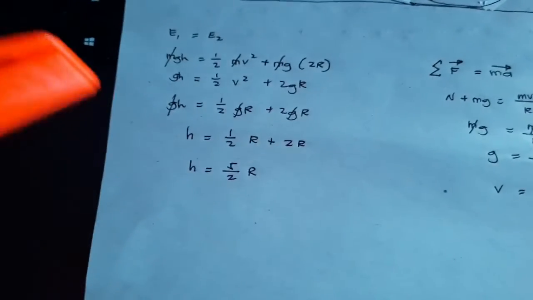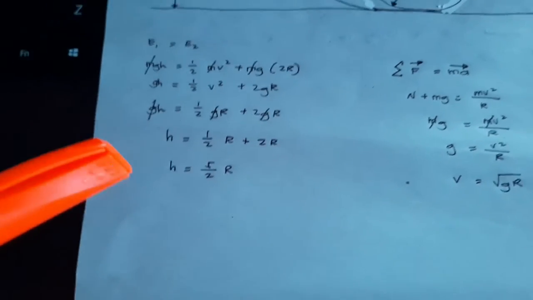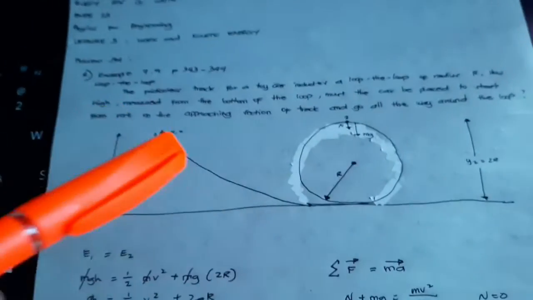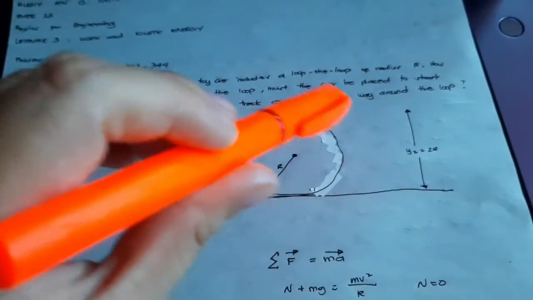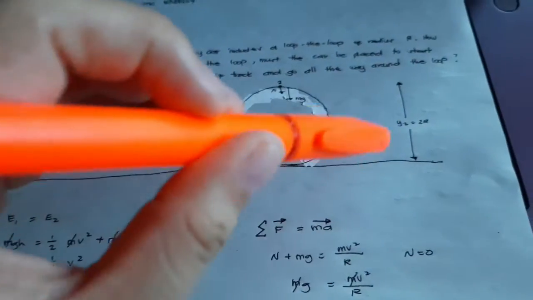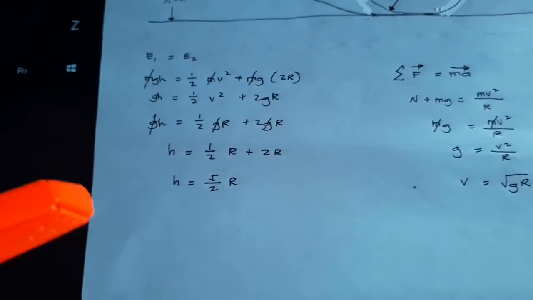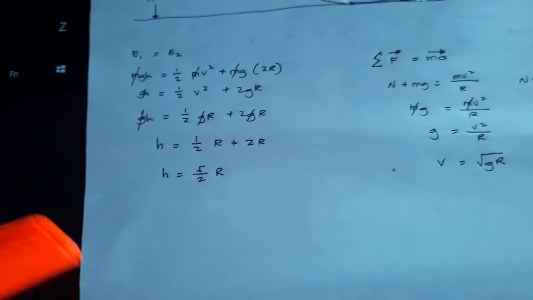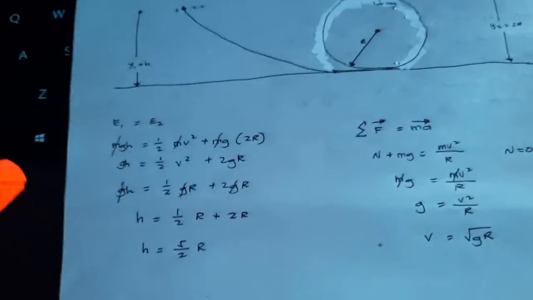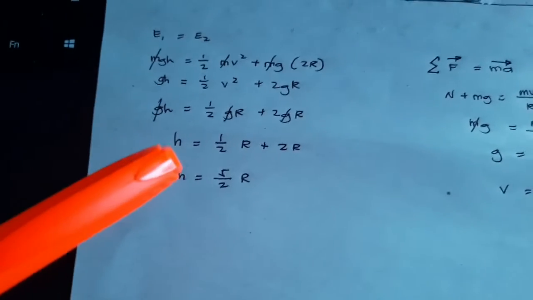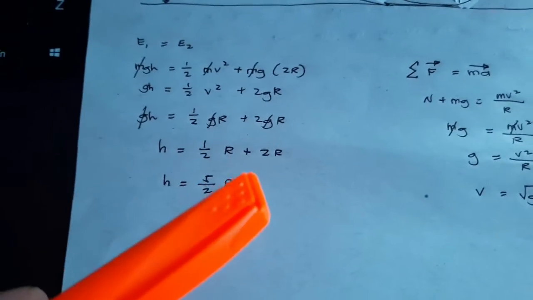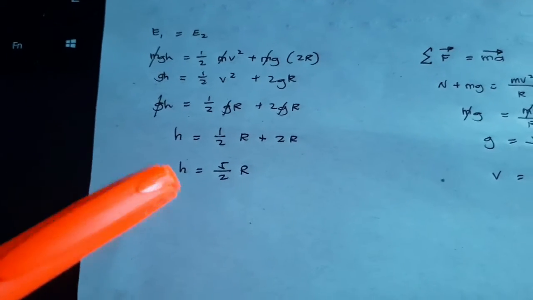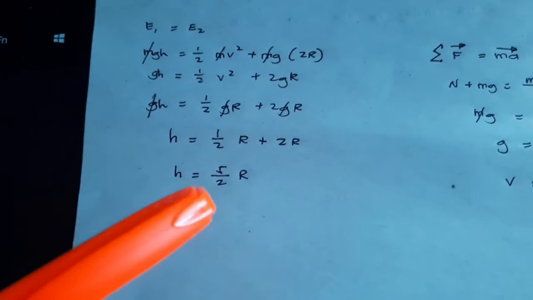So at this point, we relate the radius of the loop to the height from where the car starts. When the car goes around the loop, the toy car accelerates. So we relate the radius of the loop to the height from where the car starts. Then h is equal to 1/2 r plus 2r. We simplify it, so h is equal to 5/2 r.